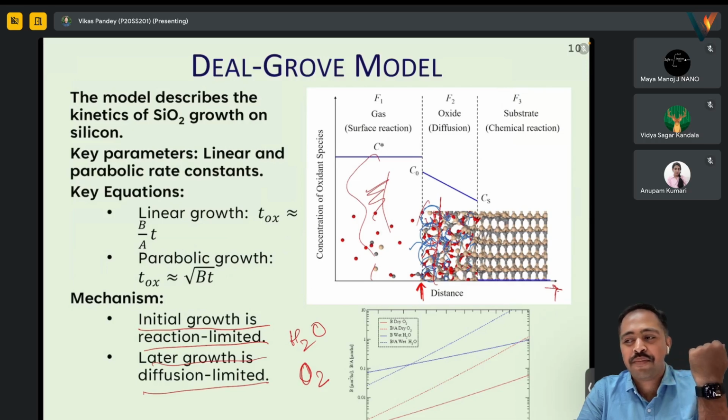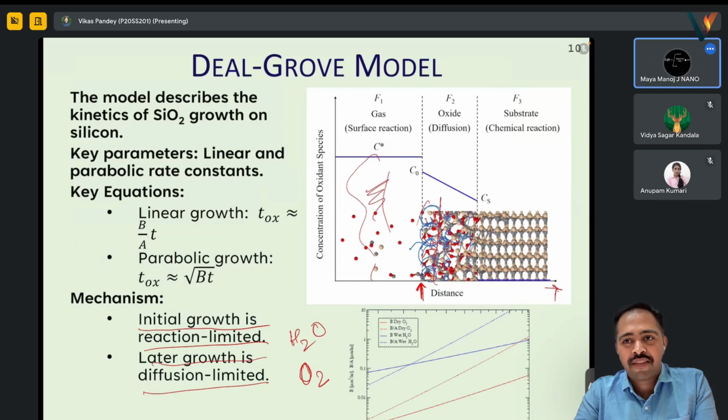Anupam? Or yeah, Maya Manoj? So oxygen is bigger than water. Oxygen is bigger or smaller? Yeah, your sound is not very clear. Can you speak again? Hello? Oxygen is bigger than water.